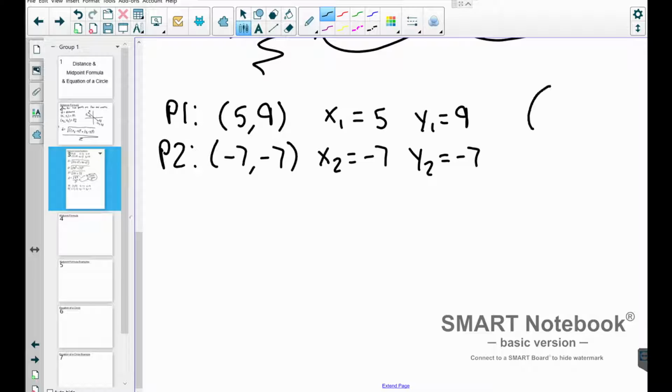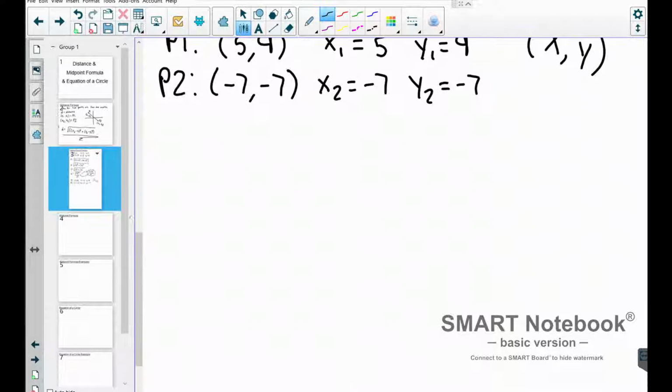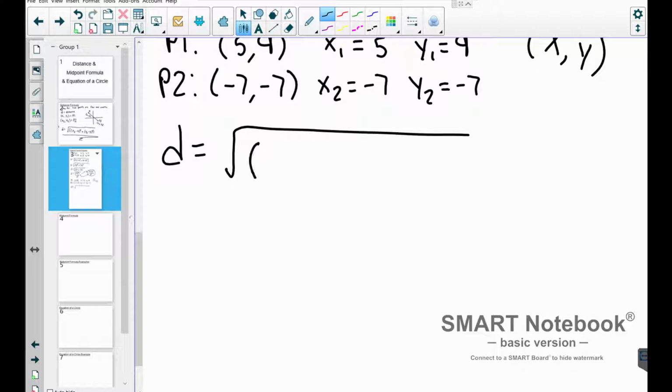We touched on this last time. I do want to emphasize, if you're working with points, your x always comes first, your y comes second. So x on the left, y on the right. So let's plug this in and see what we get. Our distance is going to be equal to the square root of x2, which is -7, minus x1, which is 5, squared, plus y2, which is -7, minus y1, which is 9, squared.